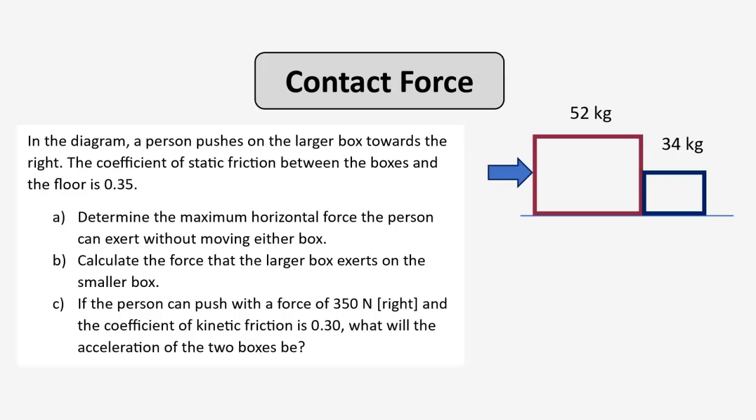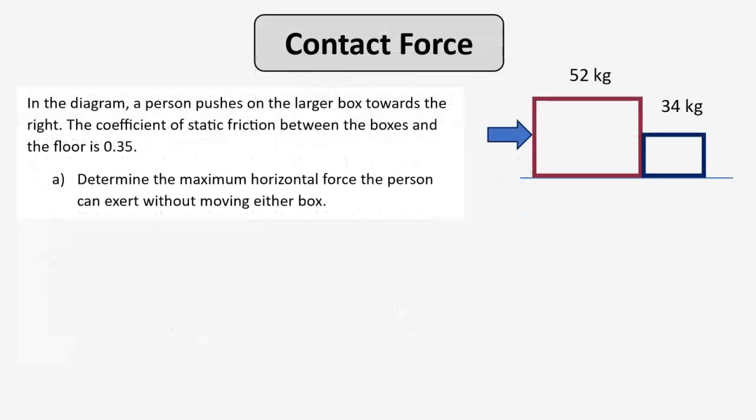They're touching each other, and so you're only going to move the one if you move the other. Part B says calculate the force that the larger box exerts on the smaller box. In part C, if the person can push with a force of 350 newtons to the right and the coefficient of kinetic friction is 0.3, what will the acceleration of the two boxes be?